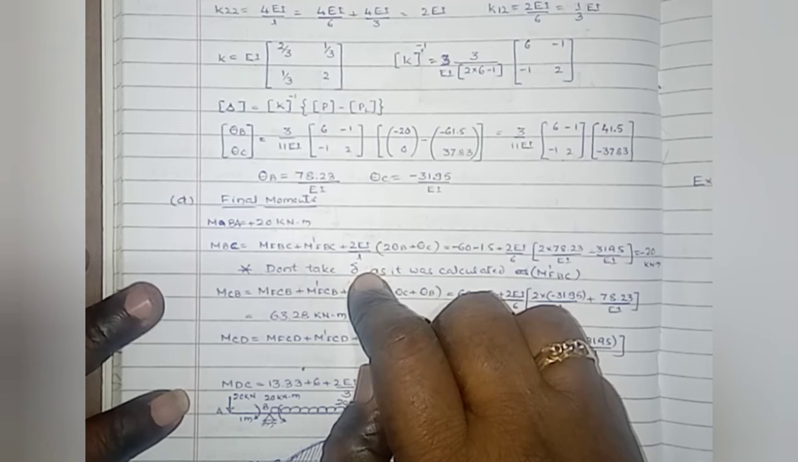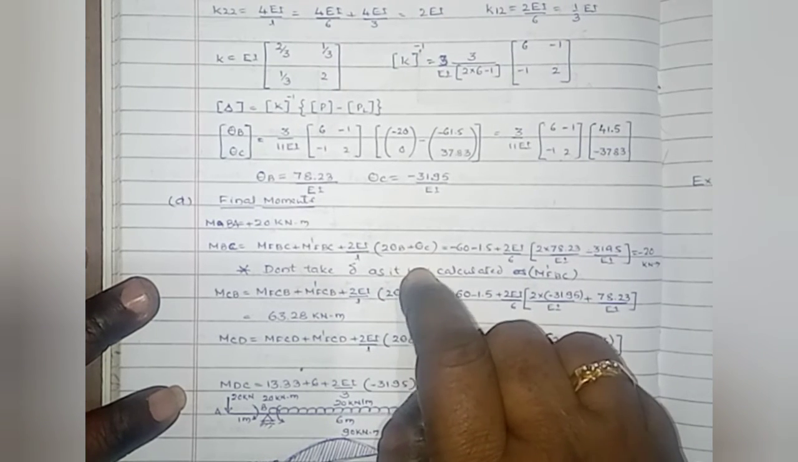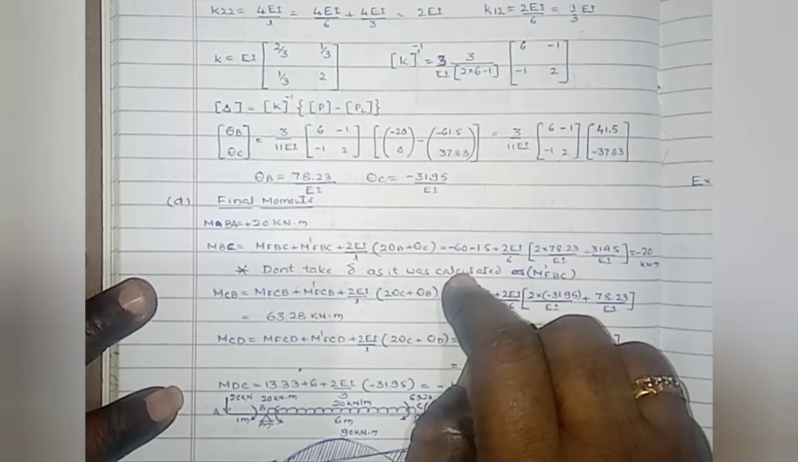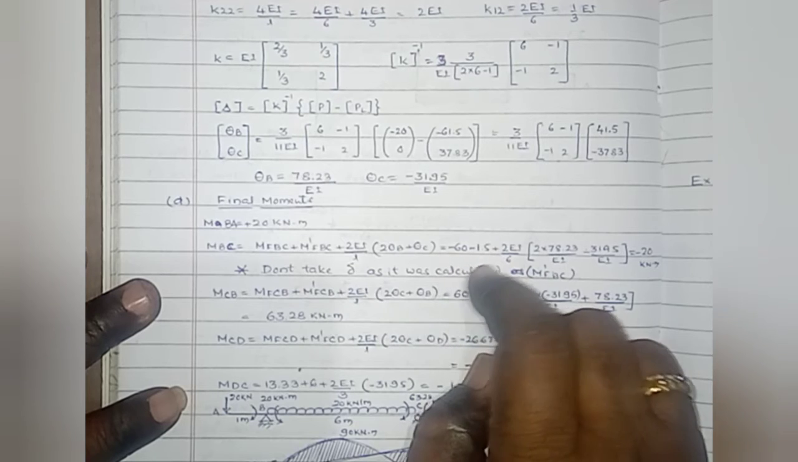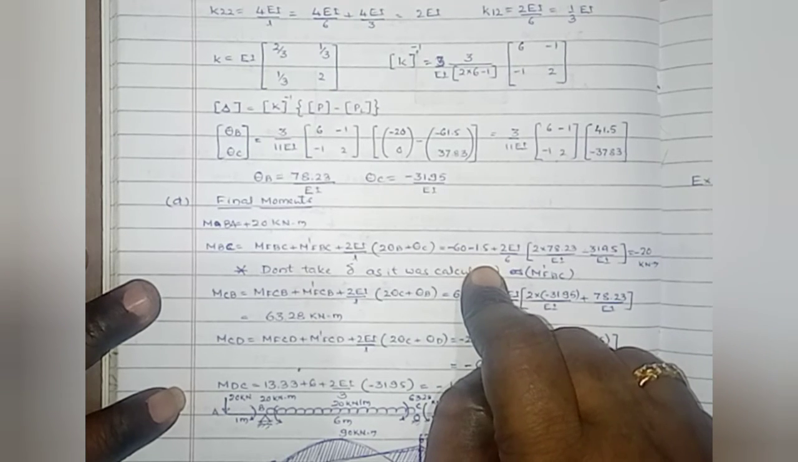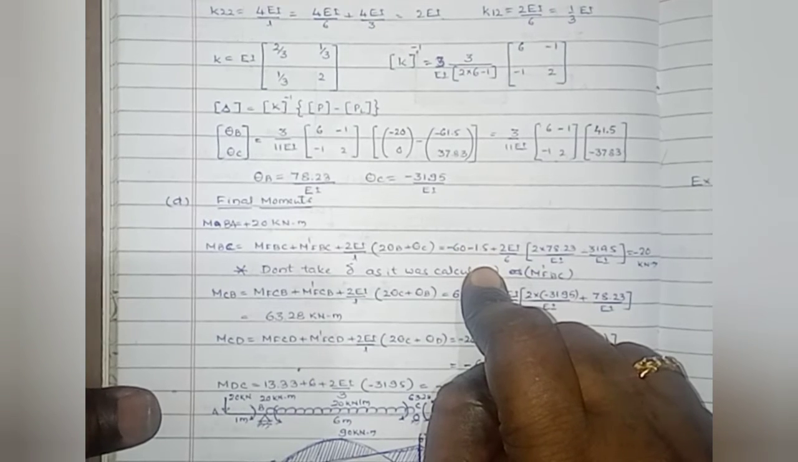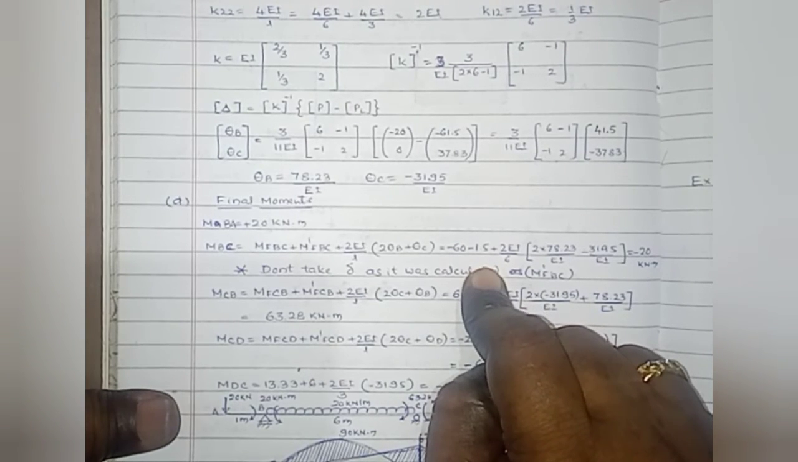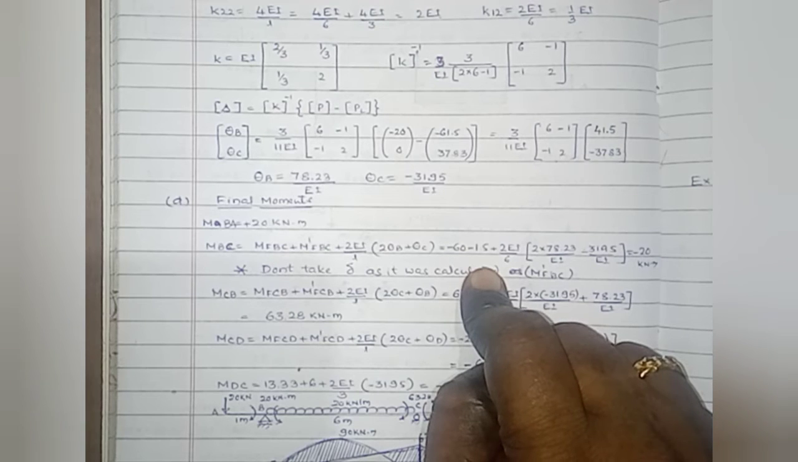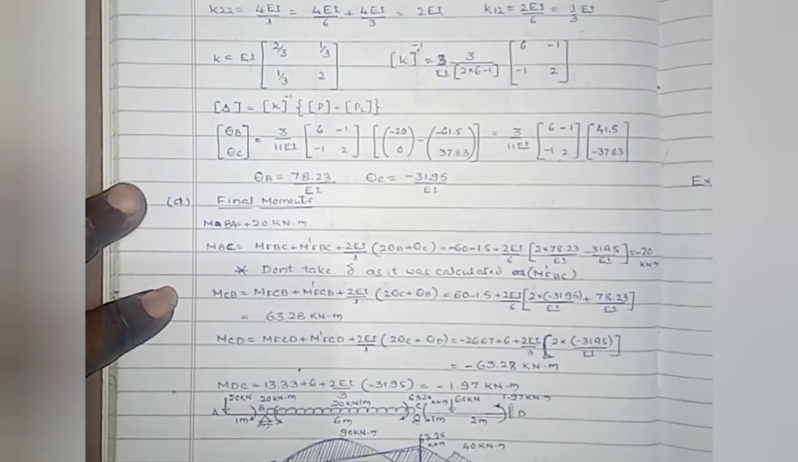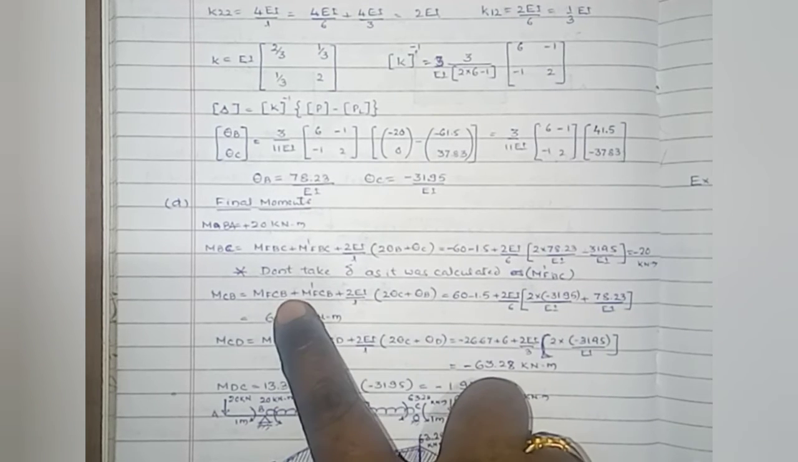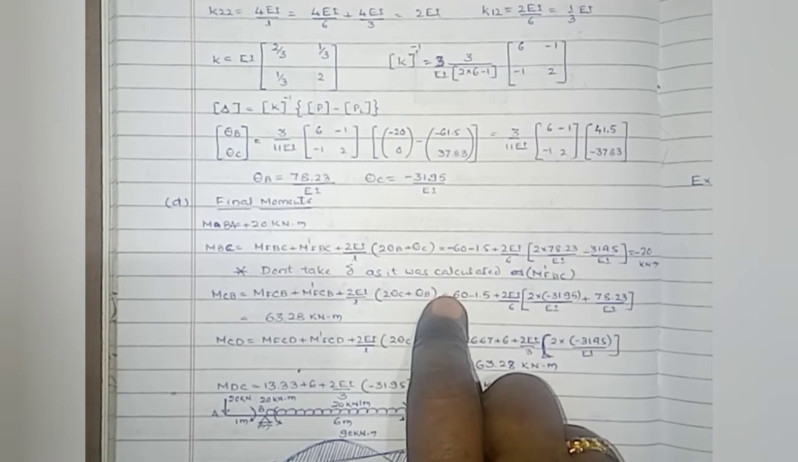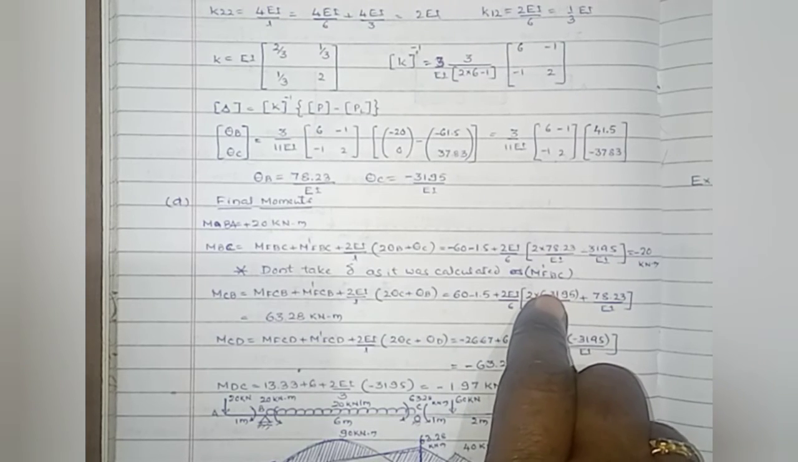Then plus 2EI by L inside of the bracket 2 theta B plus theta C equals minus 60, that is due to UDL, minus 60 due to the sinking of the support. That is, we have already calculated this M dash FBC by using minus 6EI delta by L square, that one is minus 1.5. By substituting the values here, we will get minus 20 kilonewton meter. Here, don't take delta, as it was calculated as M dash FBC.